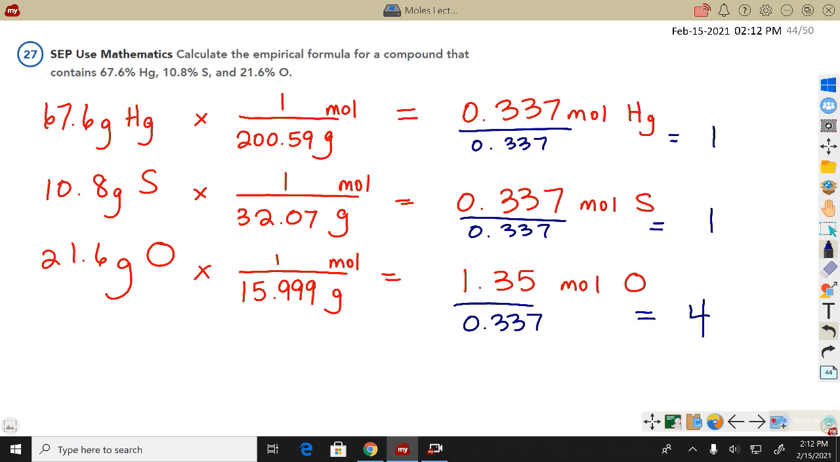Now that's my whole number ratio of atoms in the formula. So I can write my formula as Hg, there's only 1. Sulfur, there's only 1. Oxygen, there's 4. This is mercury sulfate.